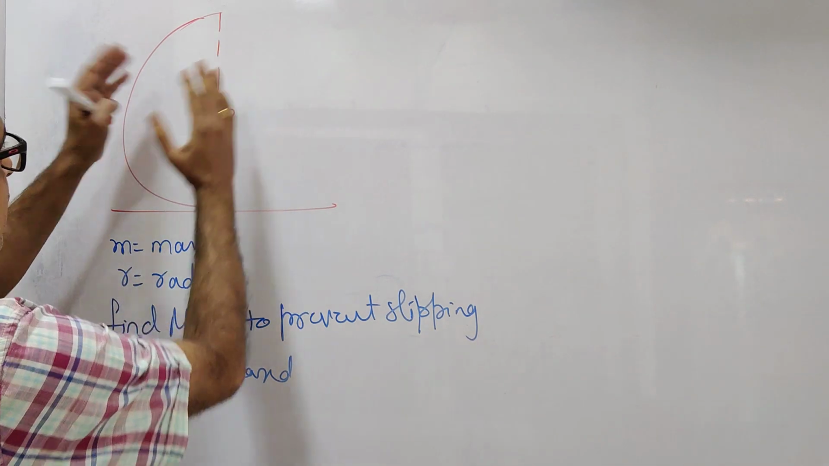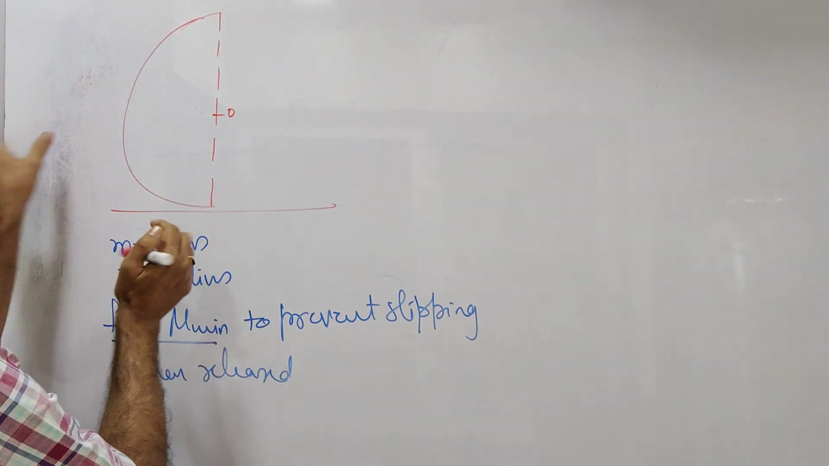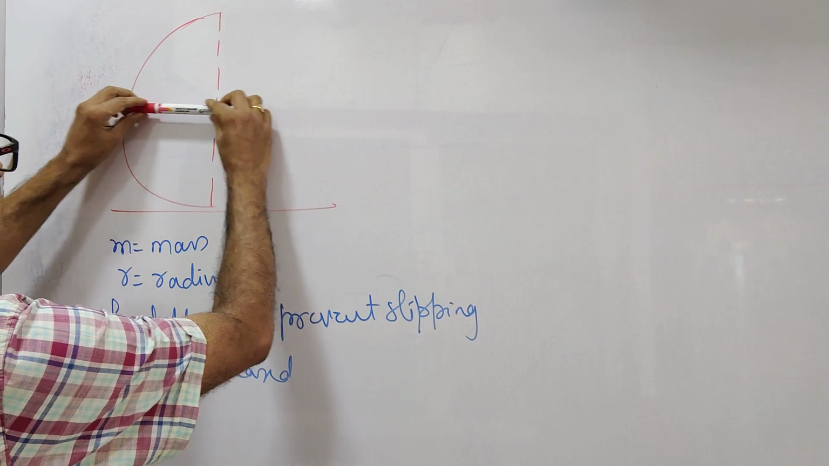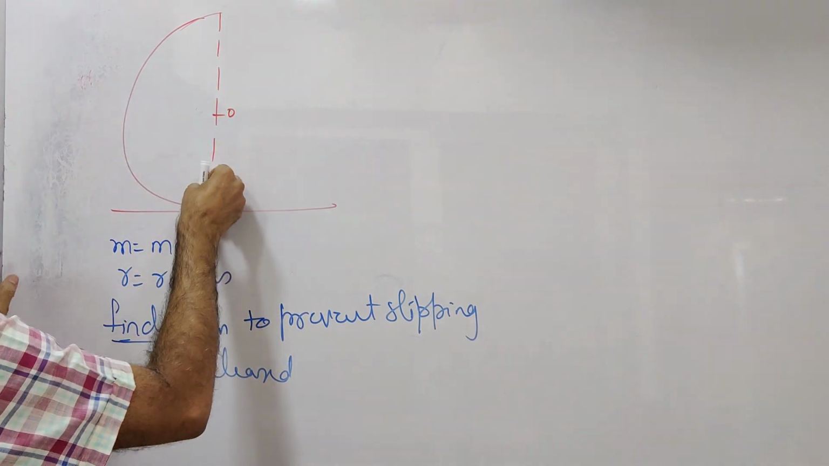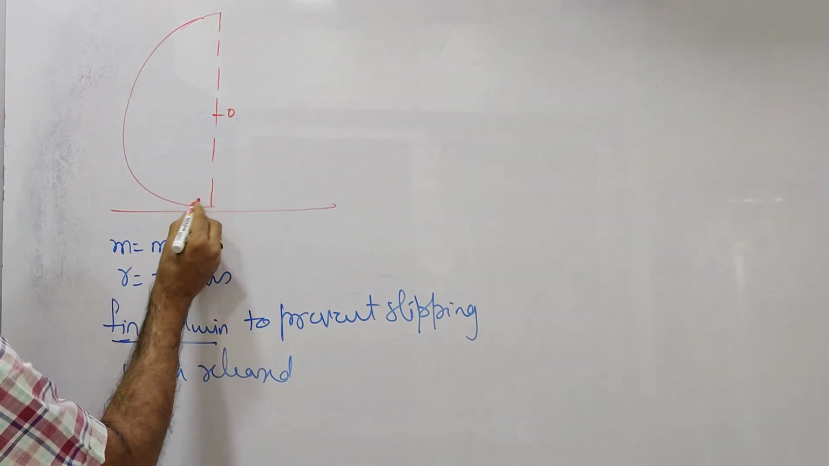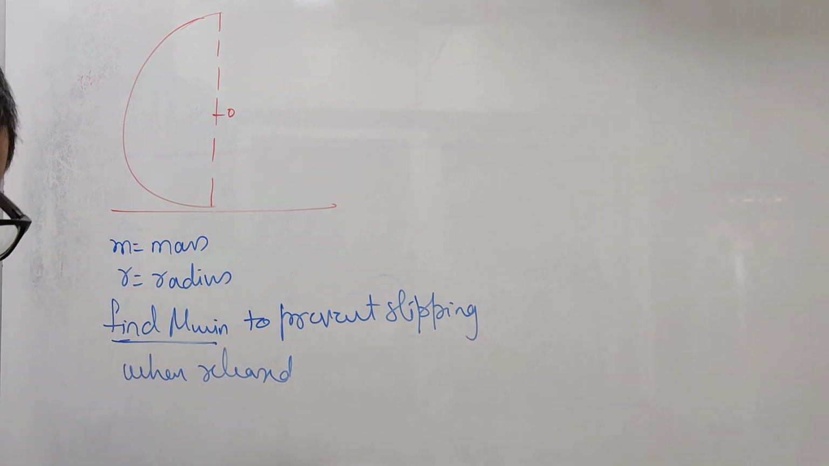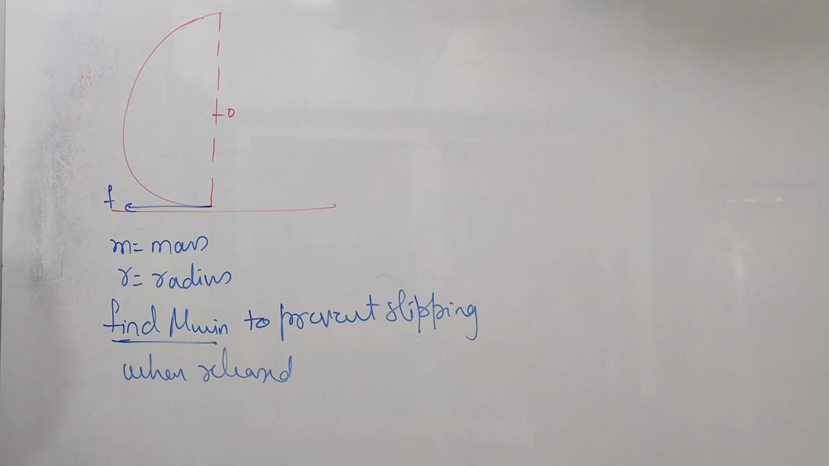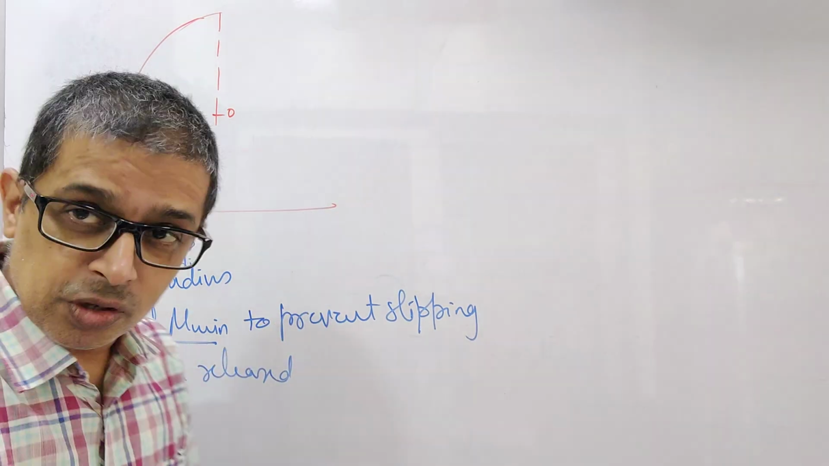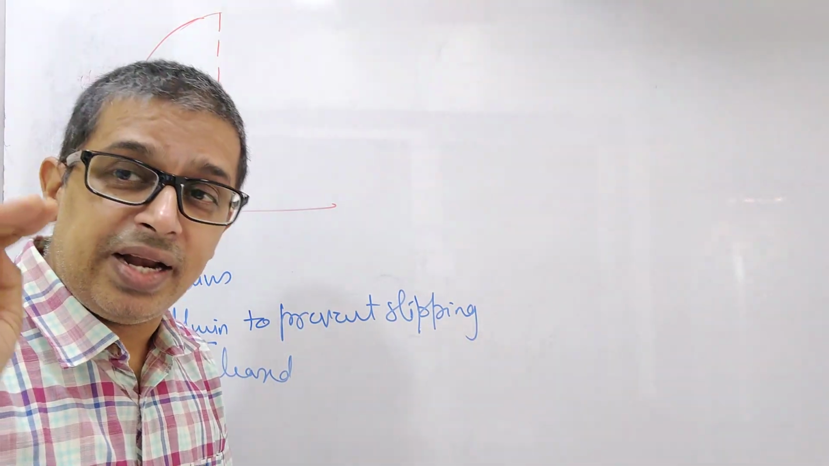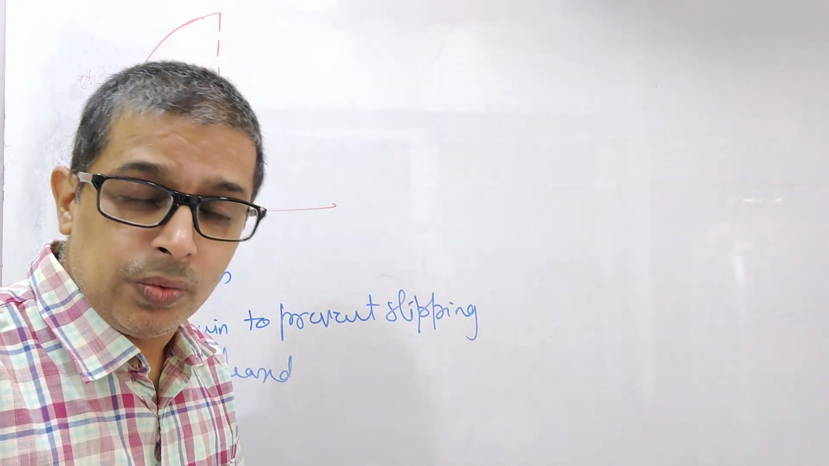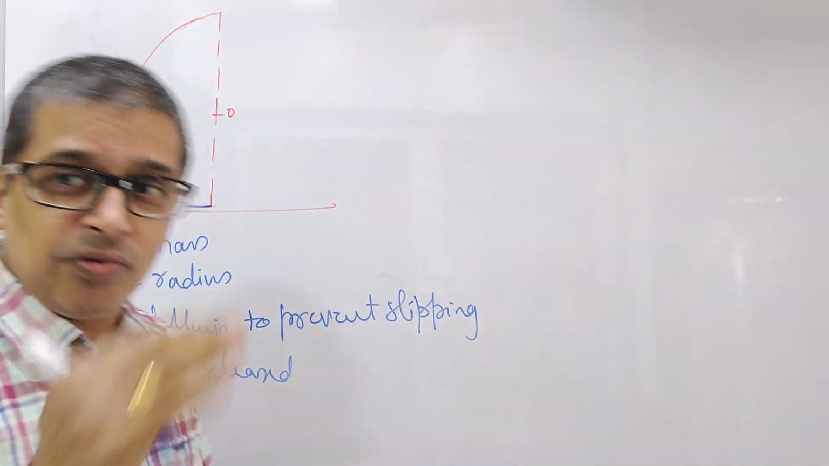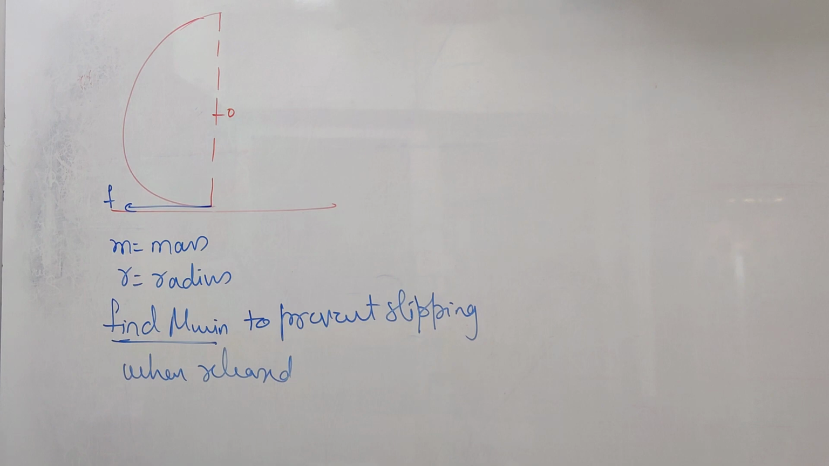Now when released, it will tend to fall this way. That means the center of mass has an acceleration this way and vertically downwards. So here friction will act in the backward direction. Pause the video here, I repeat, and attempt the problem on your own. After you finish the attempt, go through the solution.